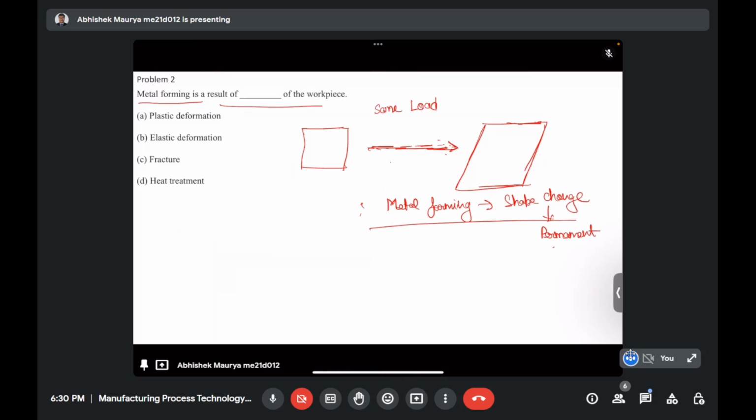I don't know why I'm struggling with my Apple pencil. So yes, the correct answer is the plastic deformation.